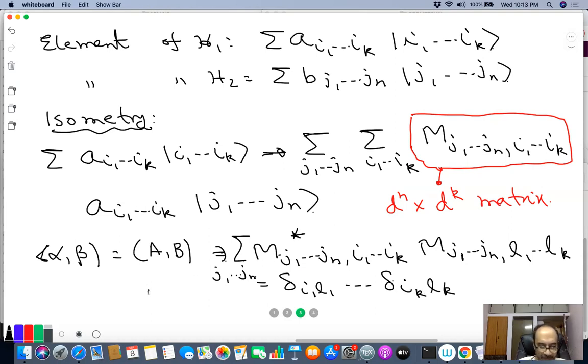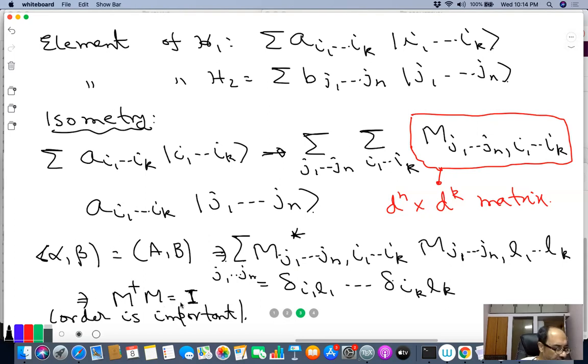And in matrix form, this basically tells us that M dagger M equals identity. And the order is important. M M dagger is not identity because it's not a square matrix. So this we should keep in mind. Okay, other questions?